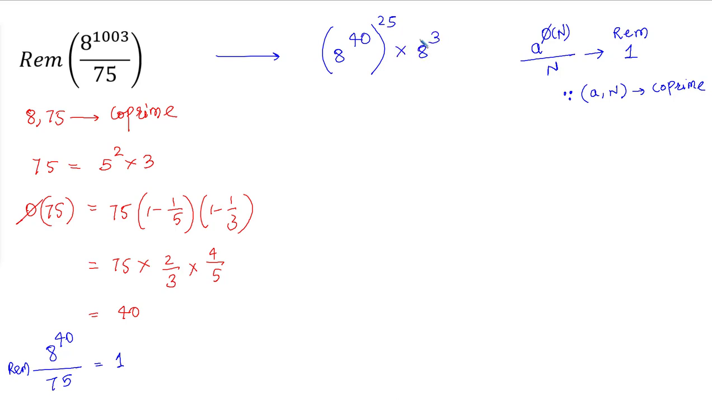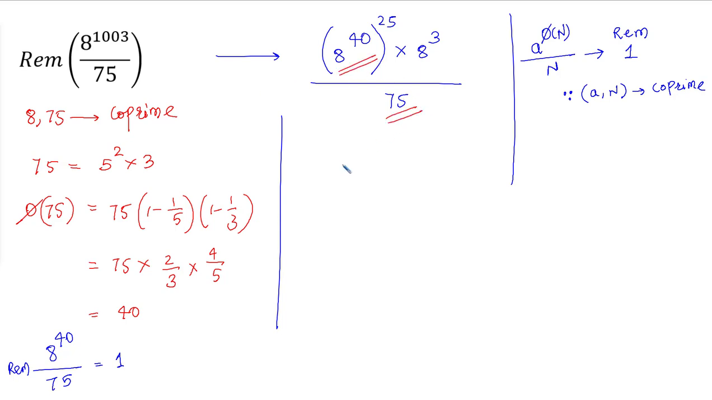Now over here divided by 75. Then 8 to the power 40 when divided by 75, the remainder is how much? 1 to the power 25, that is equal to how much? 1. Into 8 to the power 3 is how much? 512 divided by 75. As we are dividing it by 75, the remainder has to be less than 75 only. So now our answer is going to be how much?